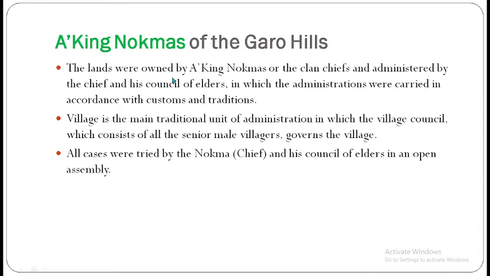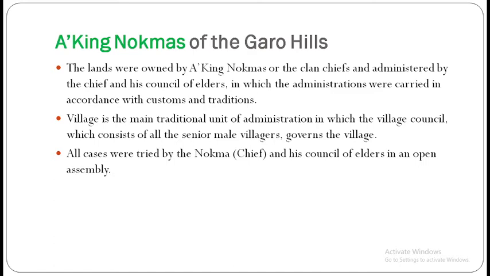Among the Garos, the lands were owned by a King Nokma or the clan chief and administered by the chief and his council of elders, in which the administration was carried out in accordance with customs and traditions. Now, as in the case of many other tribes, among the Garos also, the land ownership belongs to the clan chief. And this clan chief, or the King Nokma, controls or administers the land with the help of his council of ministers based on customs and traditions.